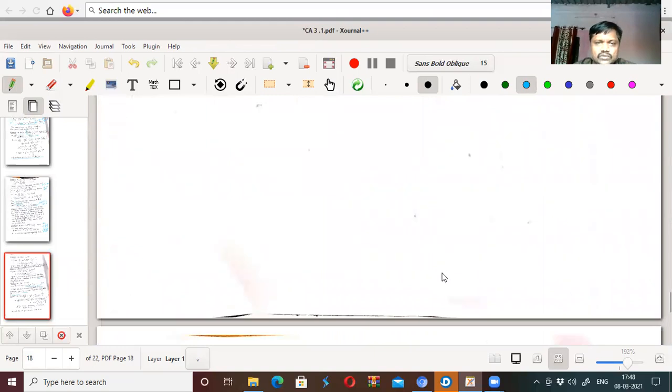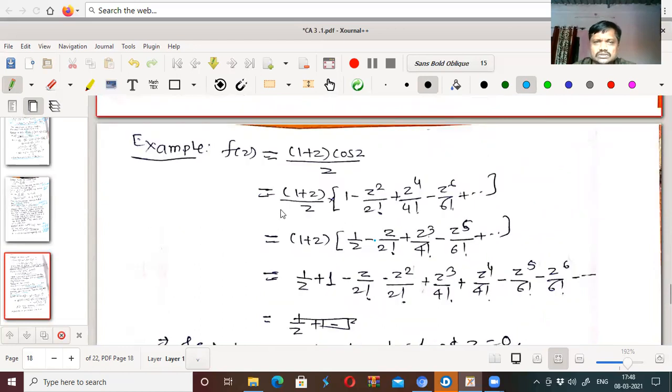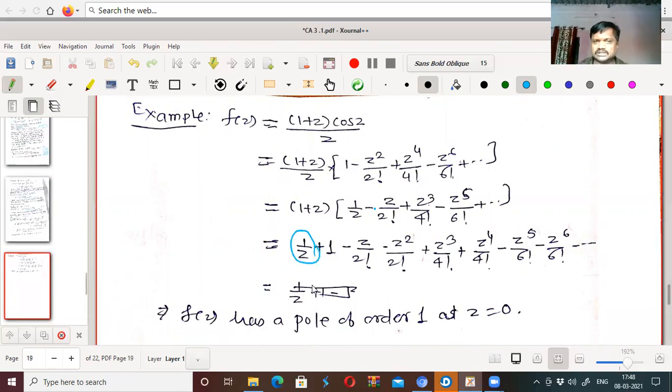Okay, we have one more example: 1 plus z into cos z upon z. So you take 1 plus z upon z common. This is the expansion of cos z. Then multiplying first by 1 by z, we get 1 by z minus z by 2 factorial and so on. Then multiplying by 1 plus z to each of these terms, we get 1 into 1 by z plus 1 minus z by 2 factorial. So there is only one term of negative power of z, which is 1 by z, isn't it? And all other terms are positive. So there exists only one term, and therefore f of z has a pole of order 1 at z equal to 0.